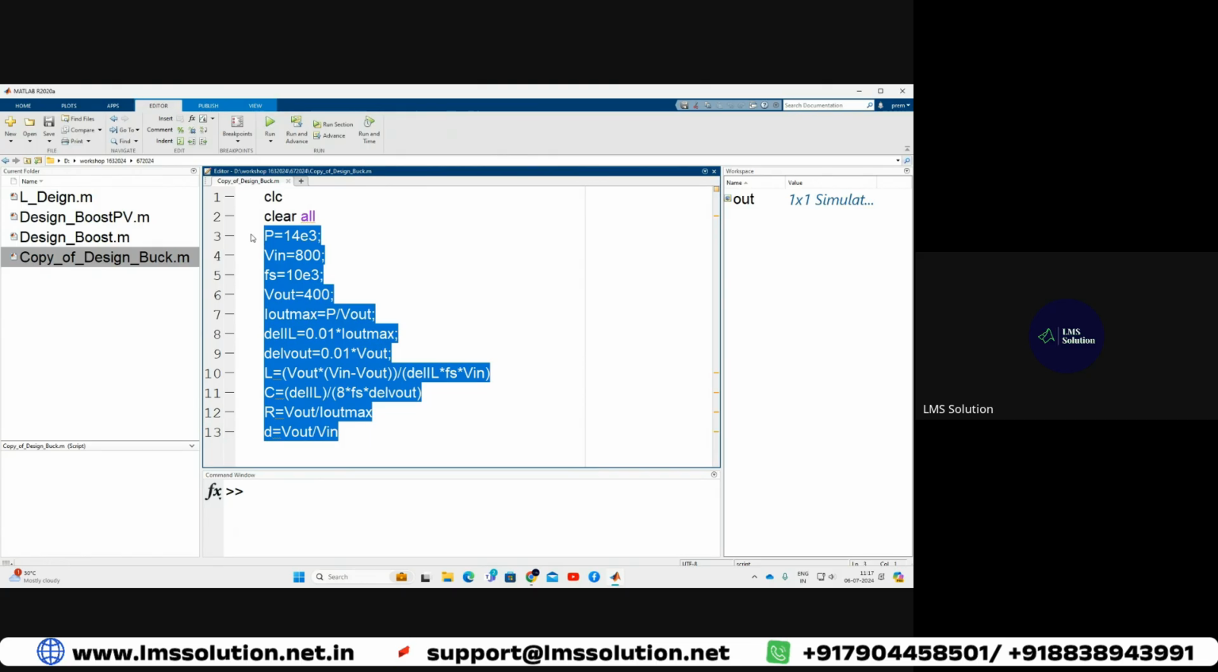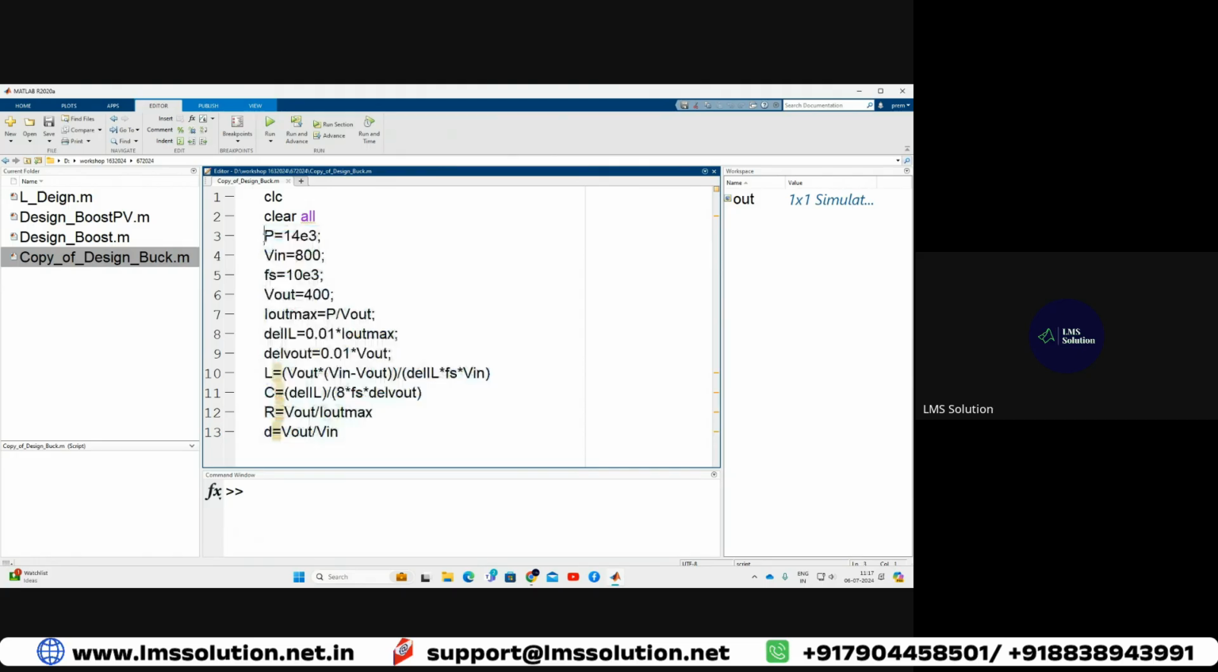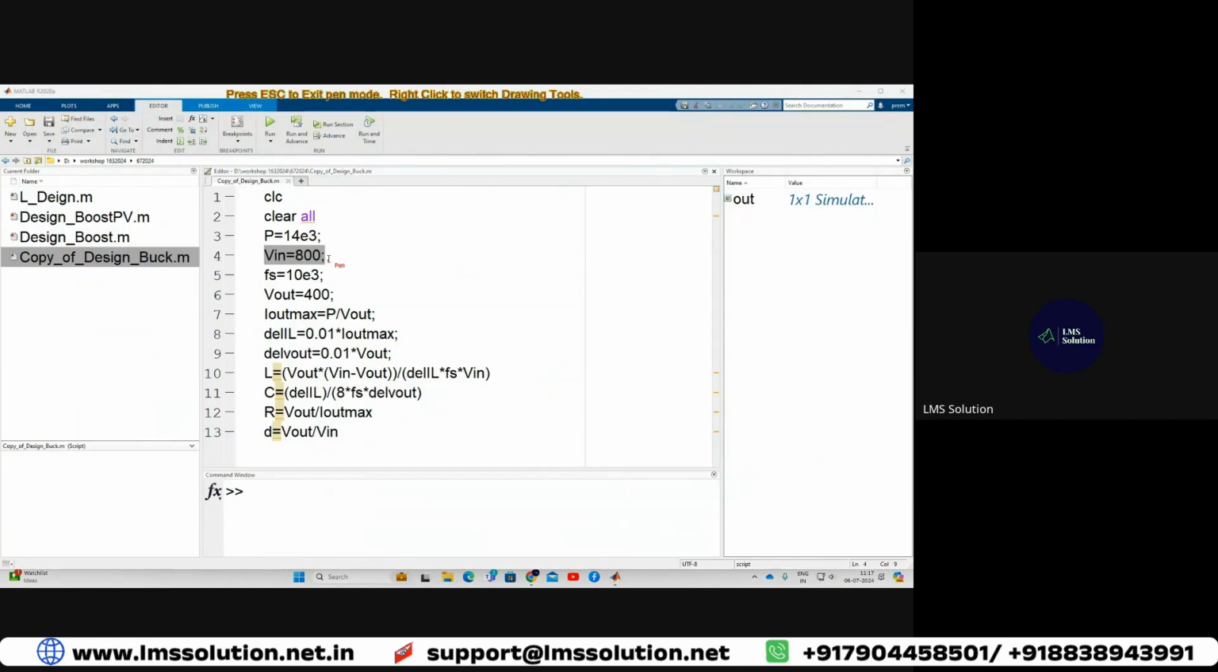In order to design the LC parameters, first you have to fix the power rating of the converter. Next you have to fix the input voltage, then the switching frequency, and then the output voltage. Next, you calculate the maximum output current, which is the power rating of the converter divided by the output voltage. Next, you have to provide two more parameters: the ripple inductor current and the ripple capacitor voltage.